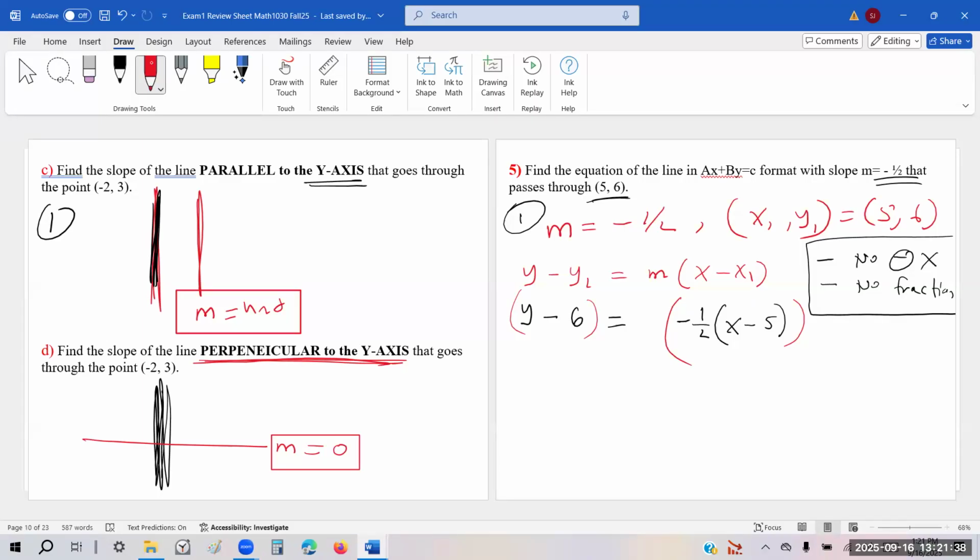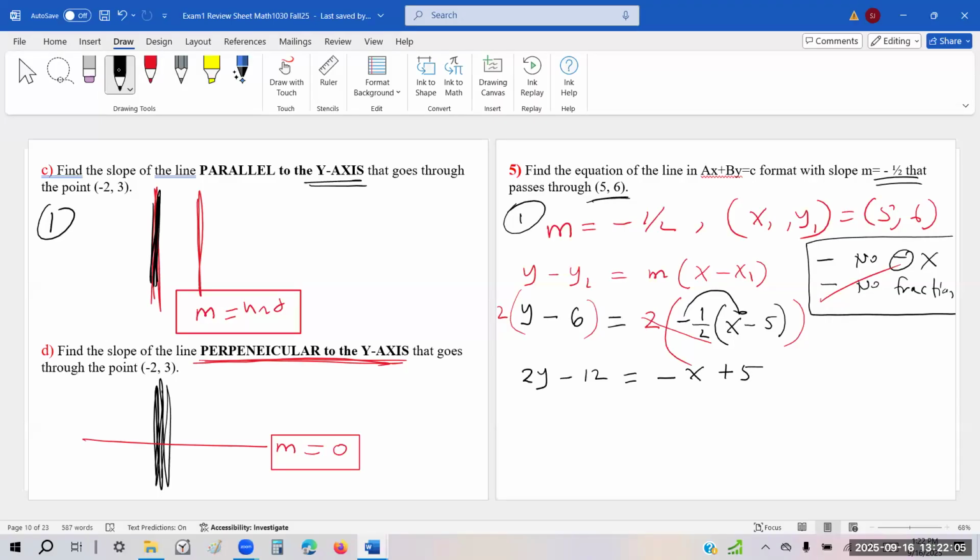So how can I get rid of the fraction 2? Multiply by whole number 2 on both sides. So the fraction cancels out, one requirement fulfilled, no fraction. And now you're going to distribute. We have 2y minus 12. And because of the negative, this sign will change. So negative x, positive 5.